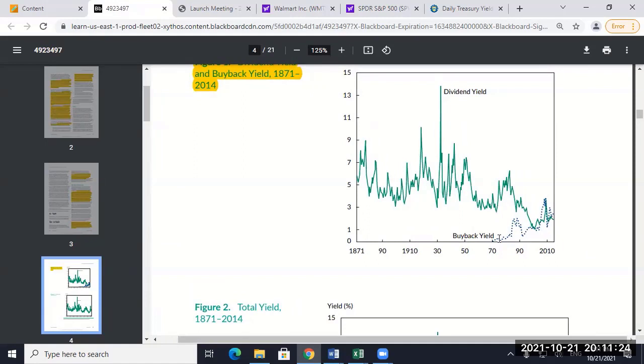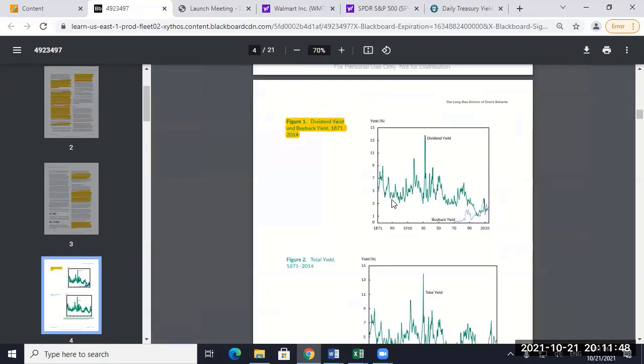For the longest time, the buyback yield was actually negative. Firms were issuing more stock than they were buying back, and so we just ignored it. But then in the 70s, you started noticing that the buyback started growing. And now it's consistently above the dividend yield. So that means, well, maybe we need to make an adjustment for this.